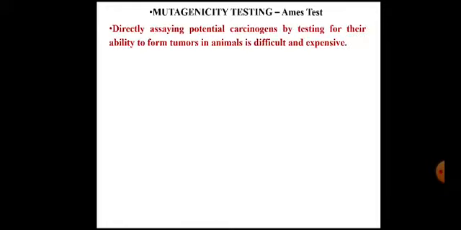The next type of quality assurance test is mutagenicity testing. Testing the preparation whether it is free from mutagenic agents or not. Testing the preparation whether it is mutagenic or not. It is performed by a test called the Ames test.